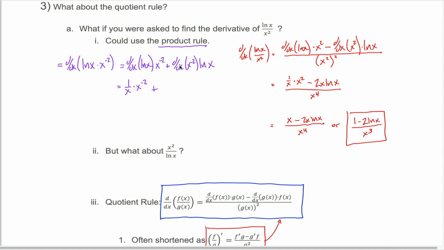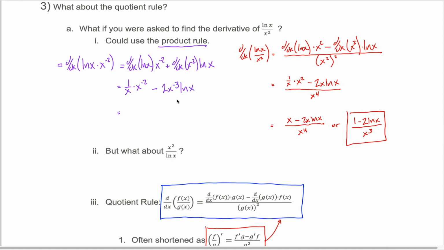I bring that negative 2 down in front and subtract 1 from the exponent. So I get negative 2x to the negative 3. So I could add negative 2x to the negative 3. In other words, subtract positive 2x to the negative 3. And then don't forget to tack on this natural log of x over here.